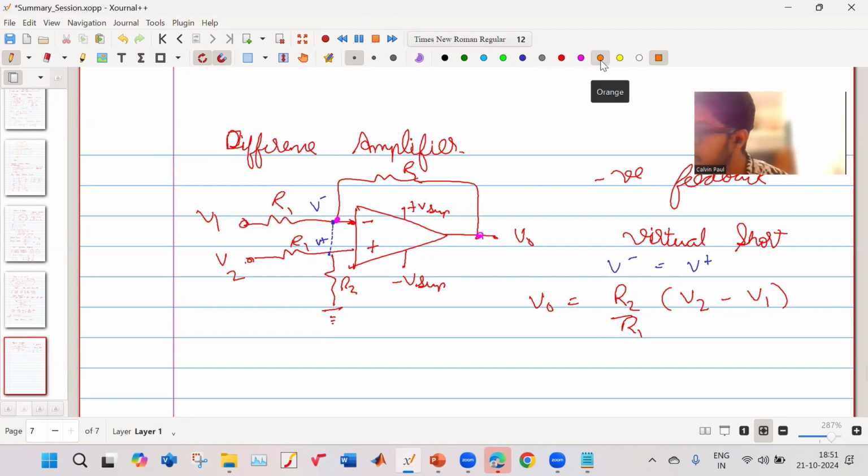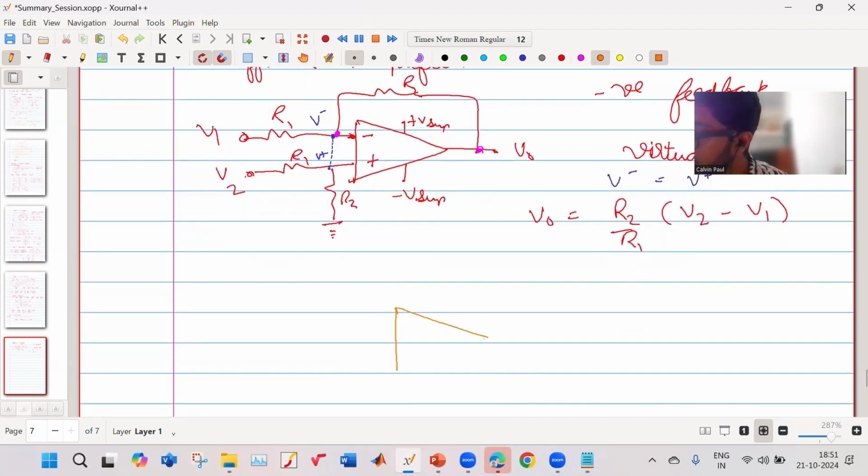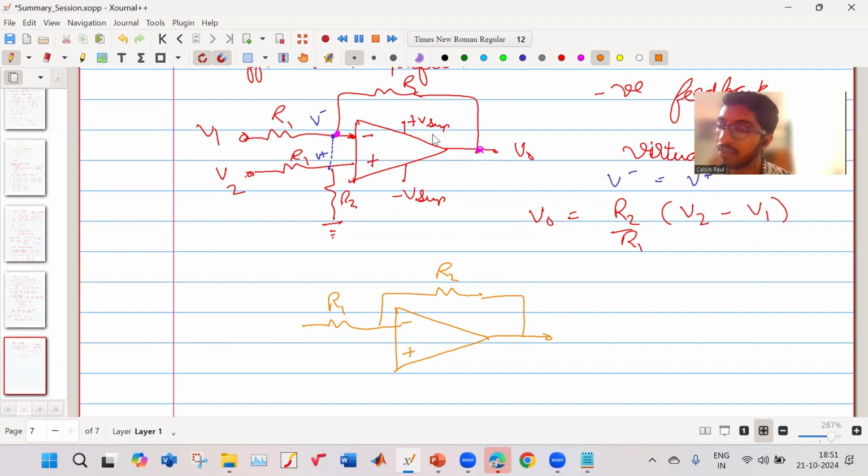Next, after the difference amplifier, you have the inverting and non-inverting amplifiers. Over here, this is your R1, this is your R2. For simplicity, I'm not showing the plus V supply and minus V supply, but they are there. Without that, your op-amp cannot work. The op-amp is an active device. It needs a power source.